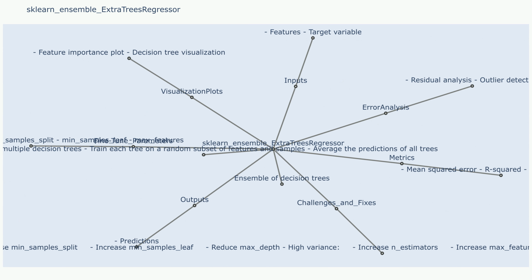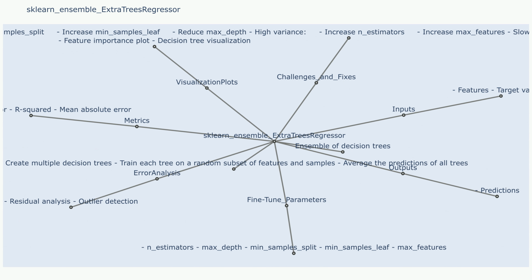Fixes to challenge 1. Reduce the number of trees, n_estimators. Limit the maximum depth of individual trees, max depth. Increase the minimum number of samples required to split a node, min sample split. Consider using techniques like cross-validation to evaluate model performance and prevent overfitting.